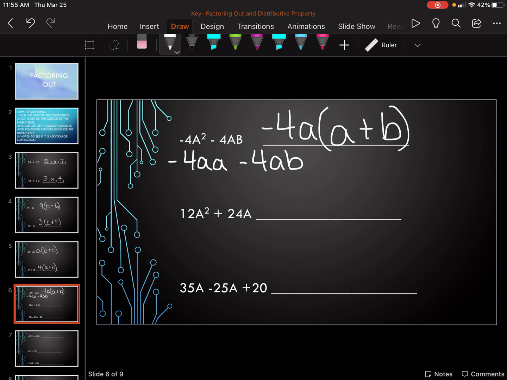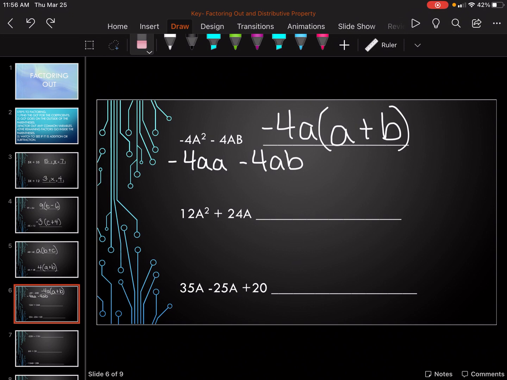Because notice we pulled out the negative 4. So then the A would be left. Remember, A times A is A squared, so that one worked. And then negative 4A times B. I'm going to actually leave all that. I thought that was a good explanation. And then the second part, negative 4A times B would give me negative 4AB.